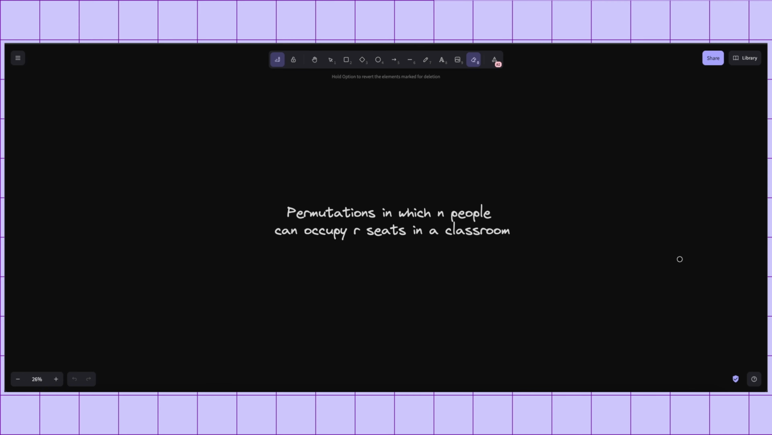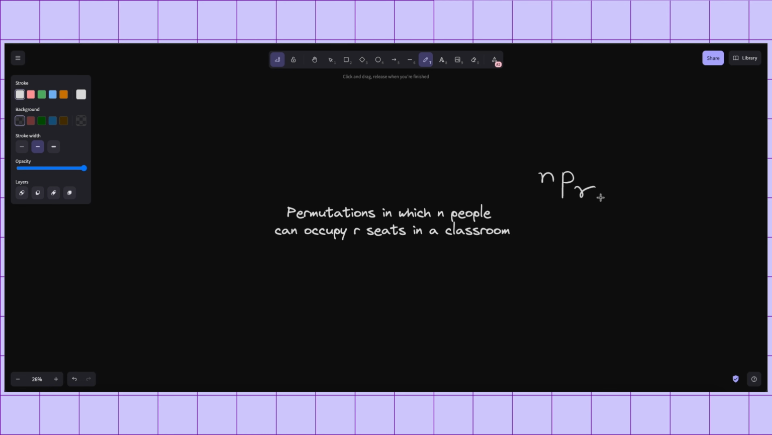Okay, here when we talk about this problem, permutations in which n people can occupy r seats in a classroom, we have a formula for this, that is nPr. nPr is the formula, and this specifies n factorial upon n minus r factorial.